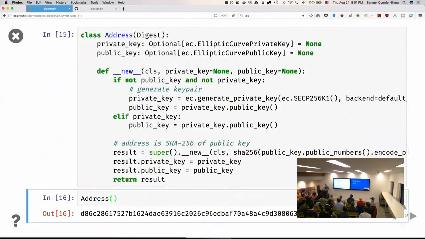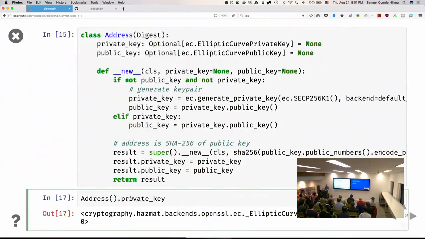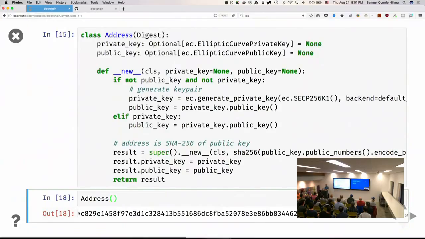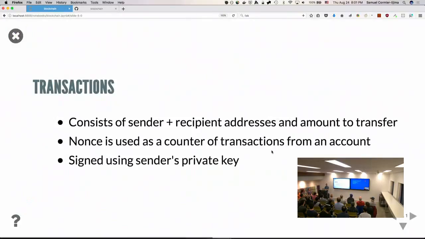When I have an address, this is basically just this hash, but it also has an associated private key and a public key, and those are what I can use to spend the funds in that address. But to send it to an address, you use this public value. So that's an address. Couple more pieces to talk about.